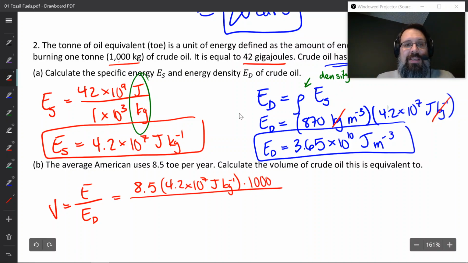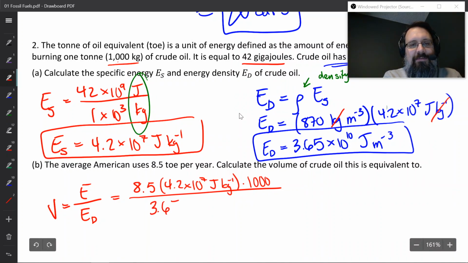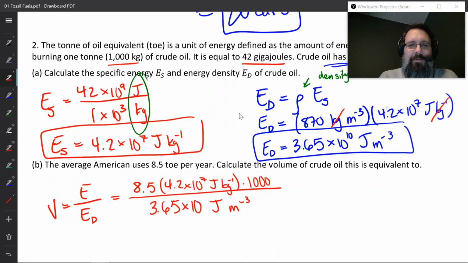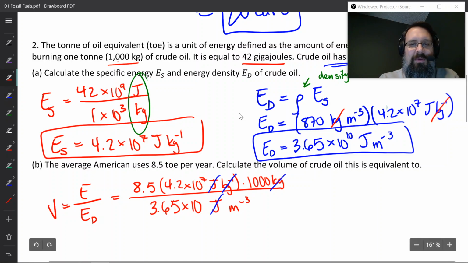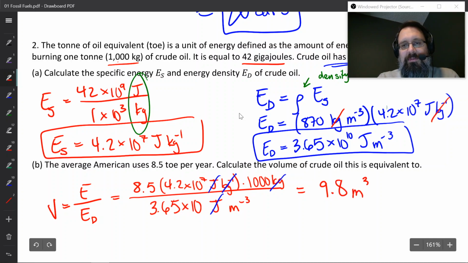So that's the amount of energy that the average American uses in a year. And we want to divide that by the energy density of crude oil. So that's 3.65 times 10 to the 10 joules per cubic meter. I seem to have lost a kilogram here. Oh, the kilogram that I lost is right there. Okay, 1,000 kilograms of oil. So these kilograms will cancel out, the joules will cancel out, and we'll end up with a cubic meter. And so that volume is 9.8 cubic meters.